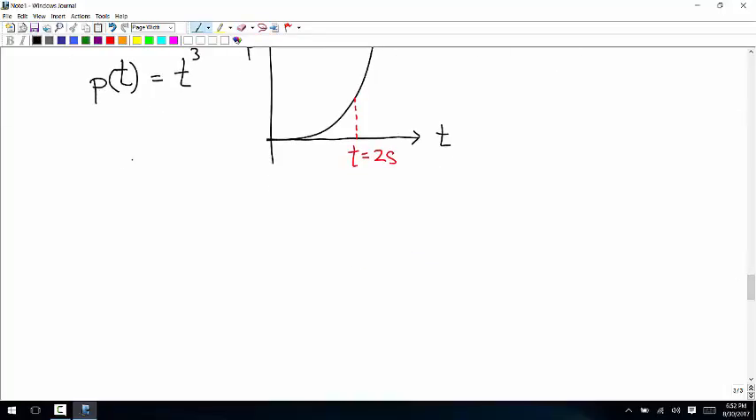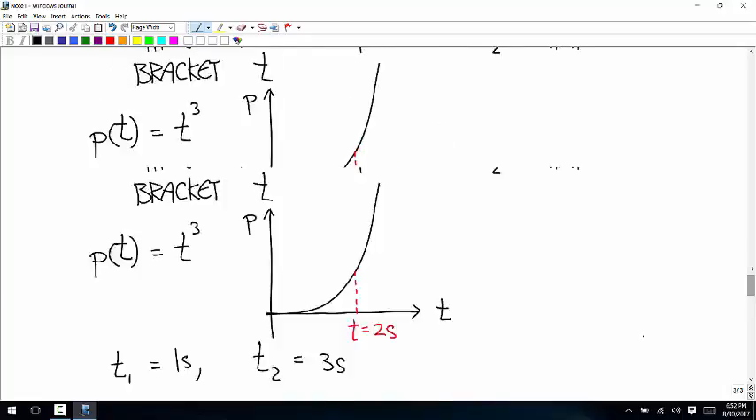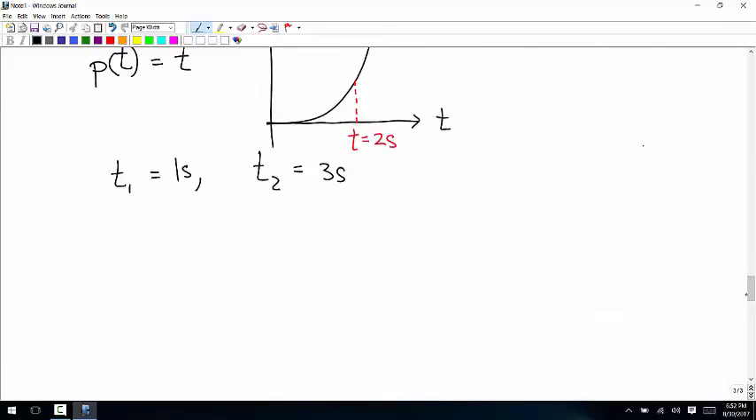So I'm going to start with these two bracketing values. I'll say T1 is equal to 1 second. T2 is equal to 3 seconds. And now calculate the average velocity between T1 and T2.